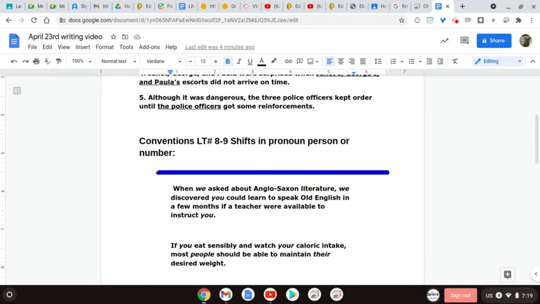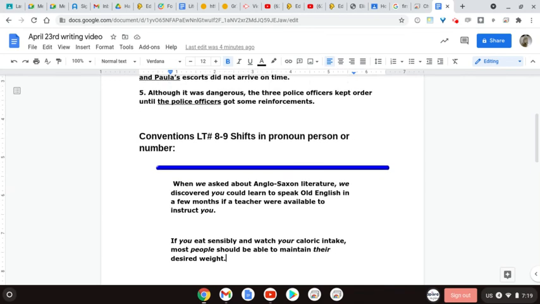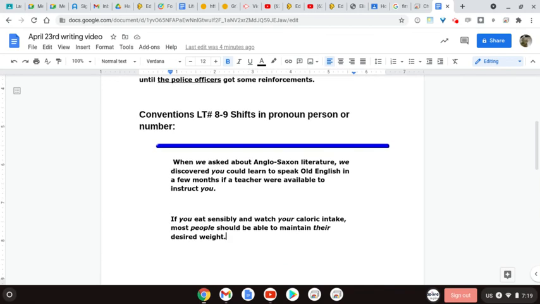In the second pronoun rule, we're looking at conventions learning target 8-9, shifts in pronoun person or number. So this is where we make mistakes with using the proper pronoun for the antecedent. This is where we maybe accidentally shift the number. Maybe we should be using singular, but we use plural and we have to fix that pronoun. Or maybe we should have used a feminine pronoun and we accidentally used a masculine pronoun. That would be shifting in person. Shifting in number is where we accidentally shift from singular to plural. Let's do a couple of these examples.